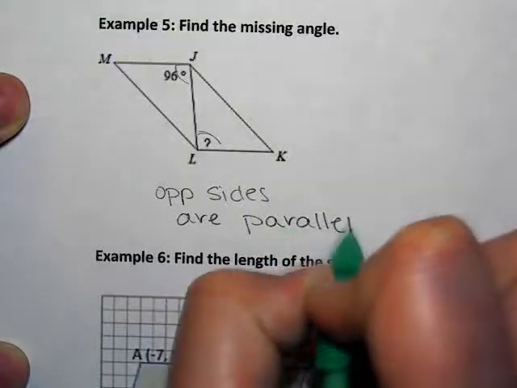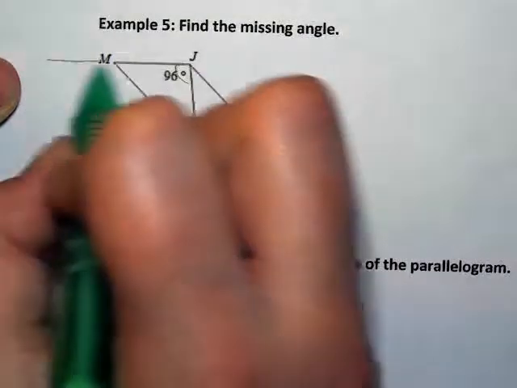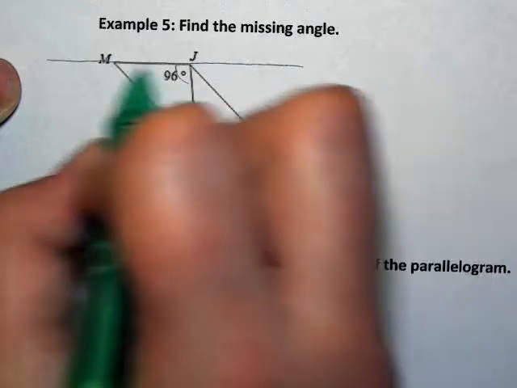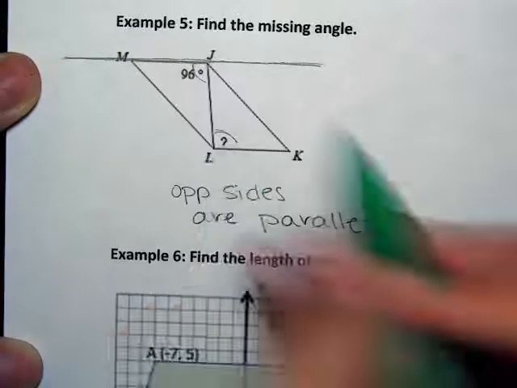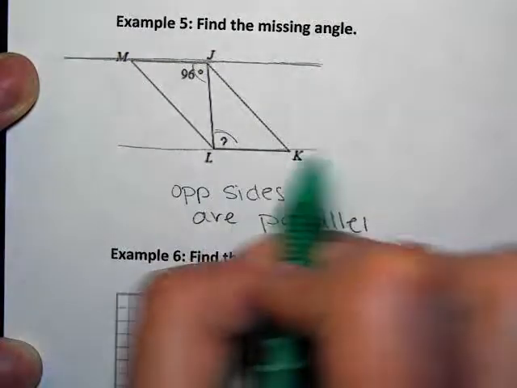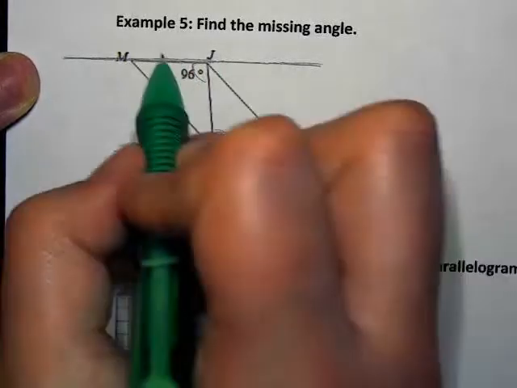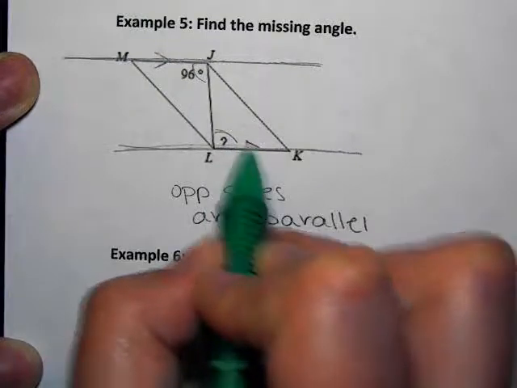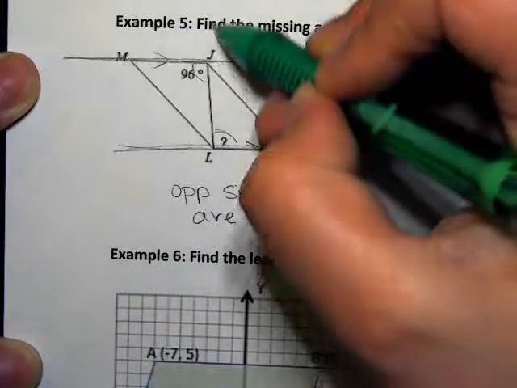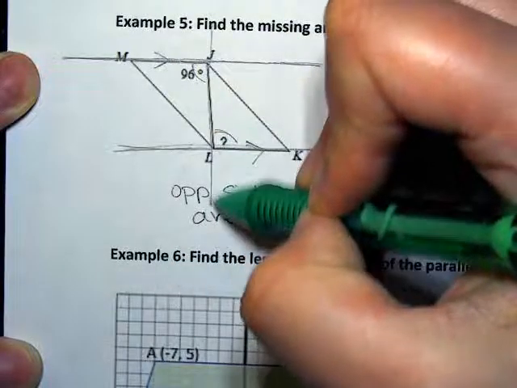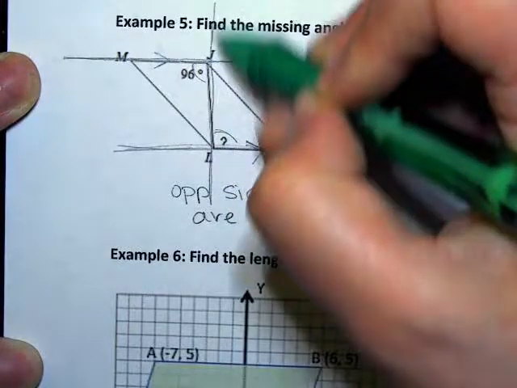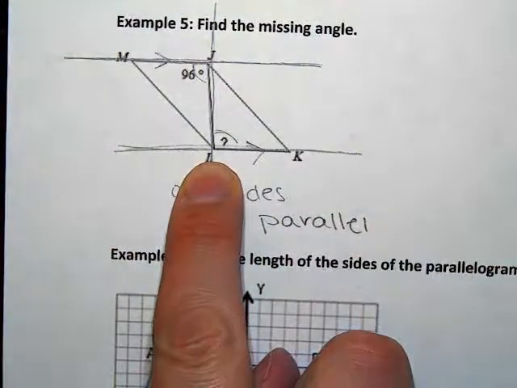In Math 2, you learned about two parallel lines and a transversal. Here's our two parallel lines. Here's our transversal. And if we have two parallel lines and a transversal, the alternate interior angles are congruent.